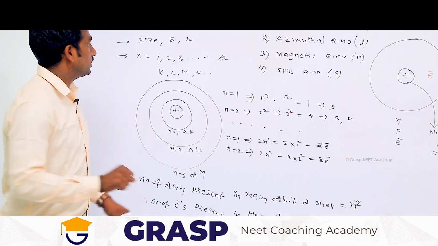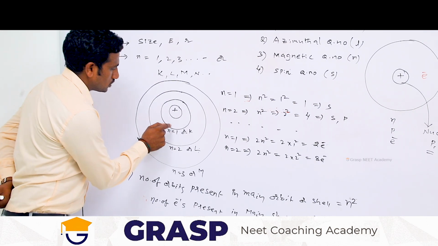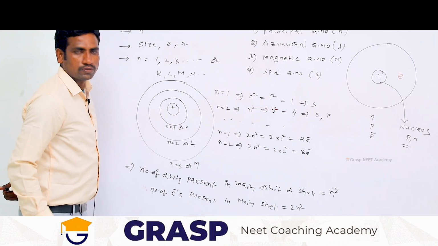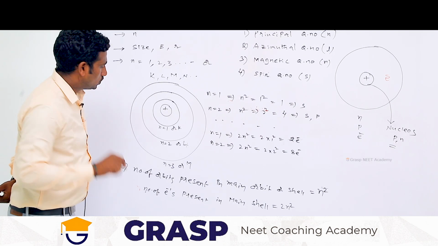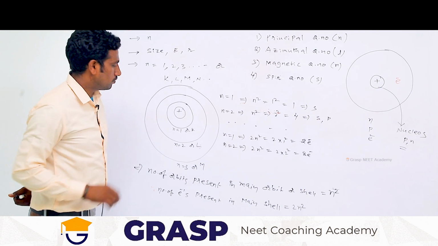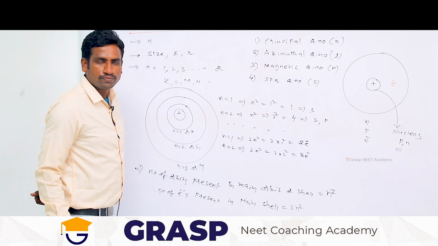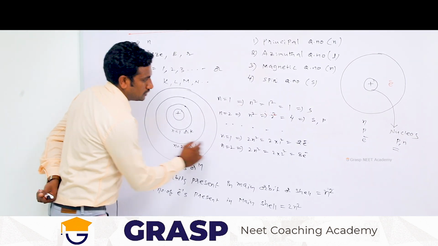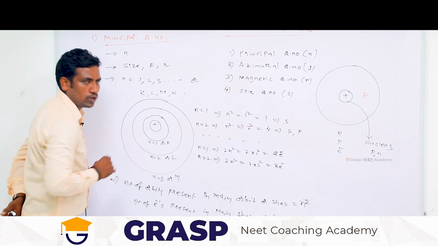What information are you getting from this principal quantum number? Yes, we are finding electrons. In the first orbit, 2 electrons are present. These 2 electrons are in one suborbital. Here, how many electrons are present? 8 electrons are present in the second orbit.